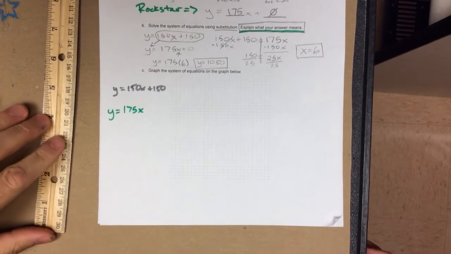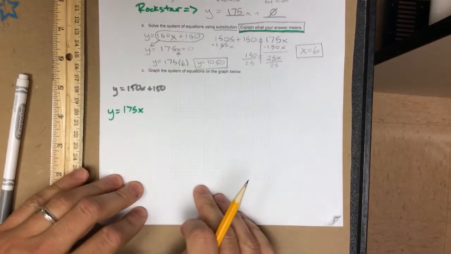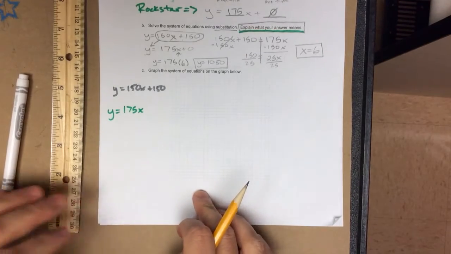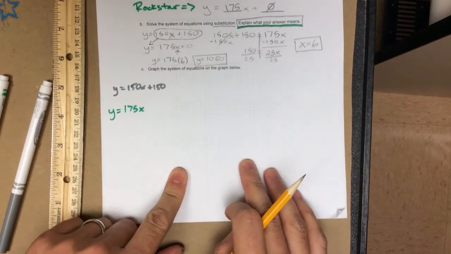All right, welcome back to part 3. So we are going to graph our system of equations on this graph below. I know it's pretty light. You might want to use a separate piece of graph paper, but I don't think you need to. I'm not going to, but that's how I roll.